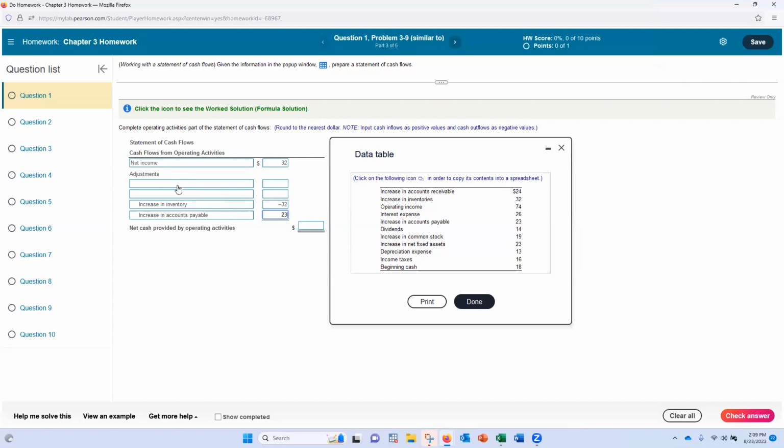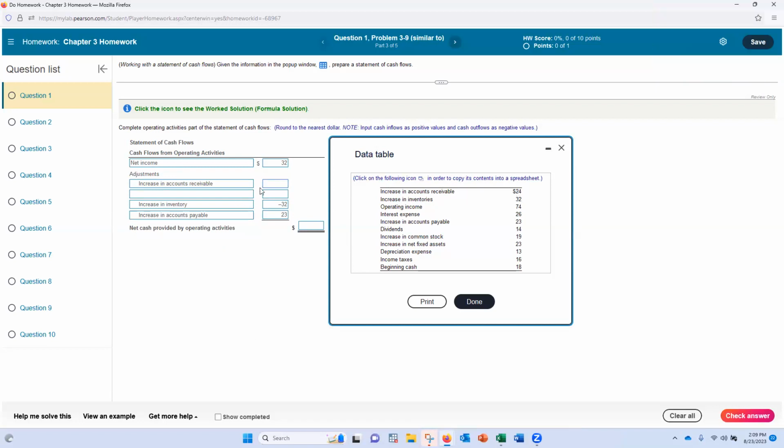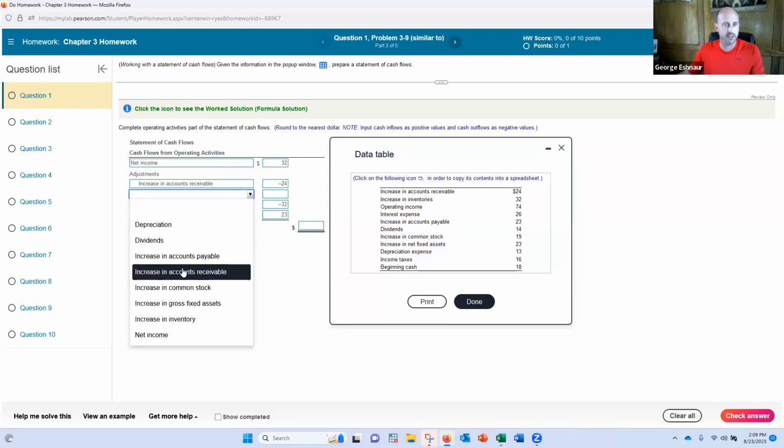Increase in accounts receivable. Is that going to be a positive or a negative? So we made more sales, but we didn't collect the money. Negative. It's going to be a negative on this one. Okay, so I'll probably list it here.